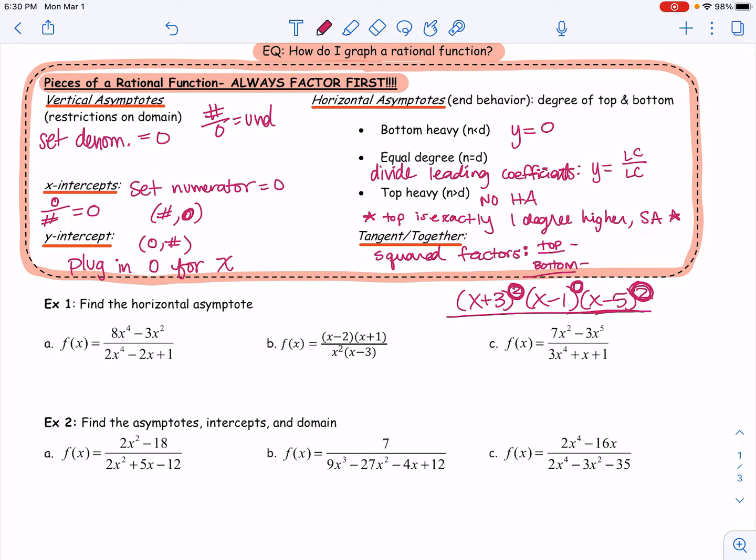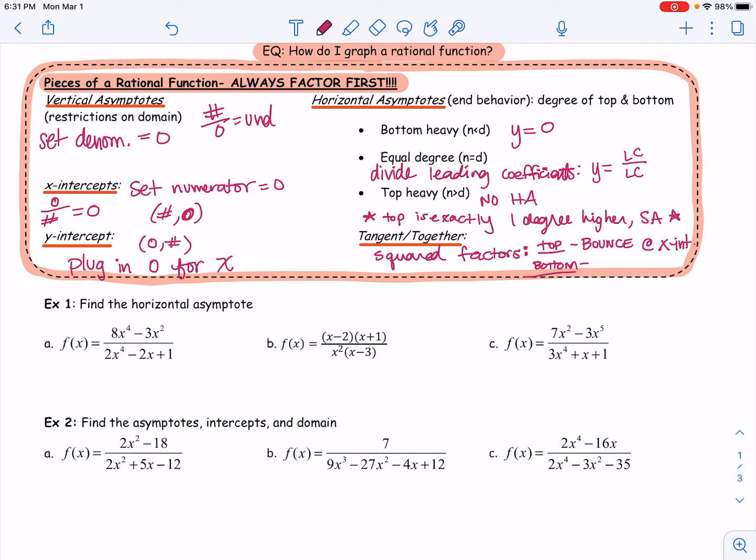So if we're only talking about squared factors, if we have a squared factor in the numerator, it's going to cause that bounce or that touch at the X-intercept. Bounce, I'll put at X-intercept, okay?